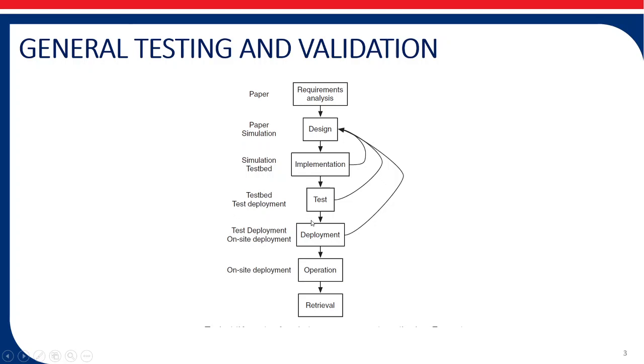The next further step is to stress the system by introducing all real world properties in the test bed deployment, and check the parameters and the result. If you are getting a proper result, then you can go for the on-site deployment operation. So this is the generalized testing and validation method.